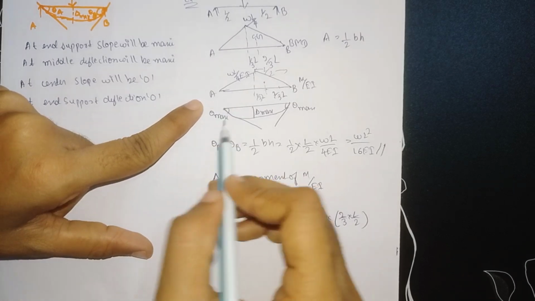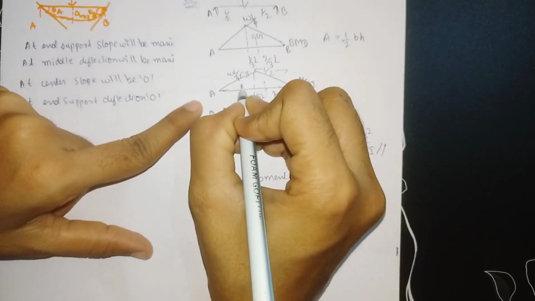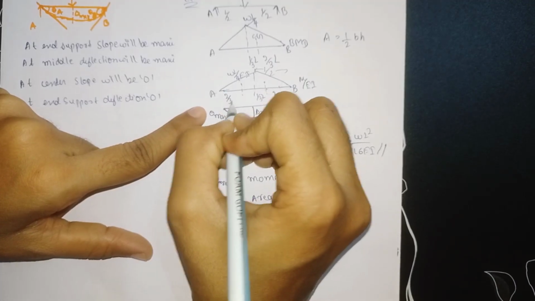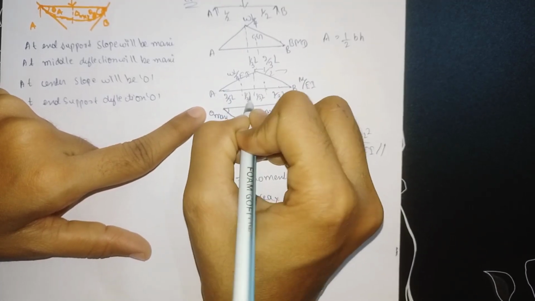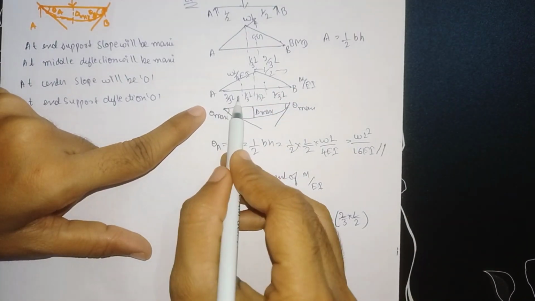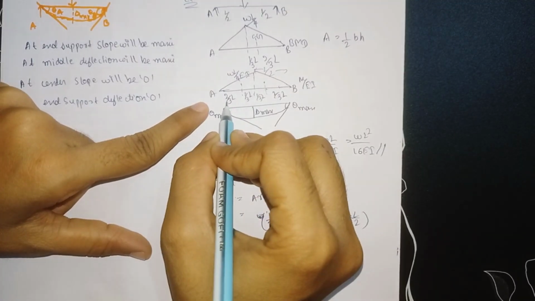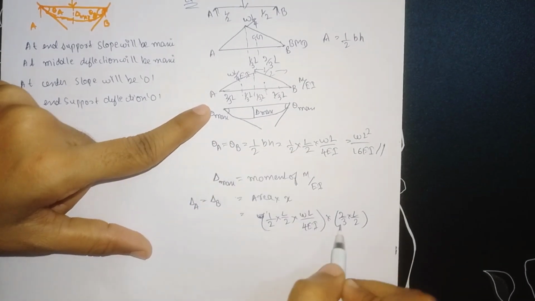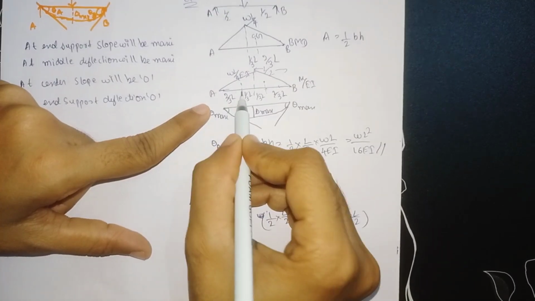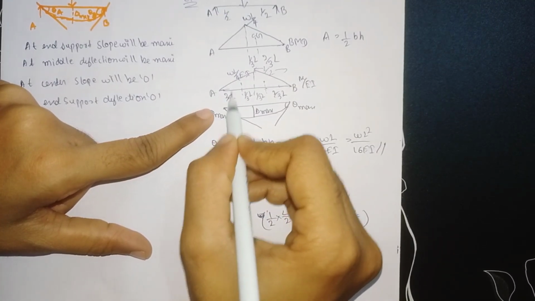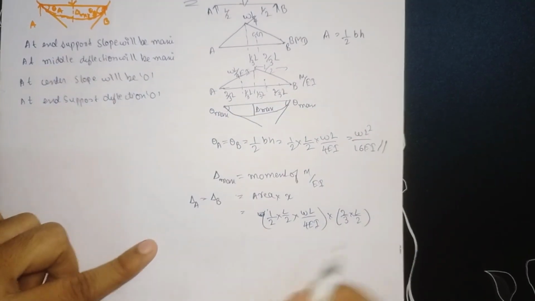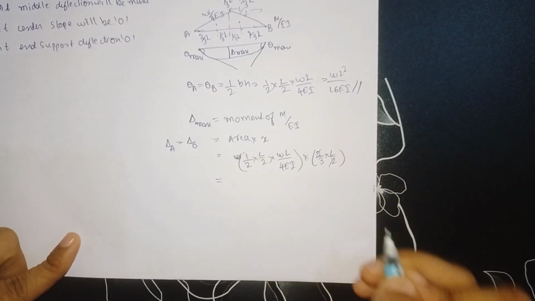If you want to find the maximum deflection with respect to point A, you can go with the same procedure. The CG is at 2 by 3 into L from where the slope is maximum, and 1 by 3 into L on the other side. The area will be the same, and the distance is 2 by 3 into L, which is L by 2, same. The answer will be the same, and the 2 will get cancelled here.